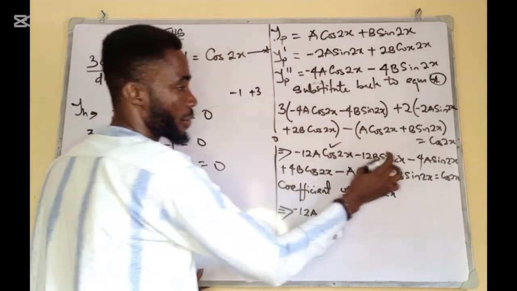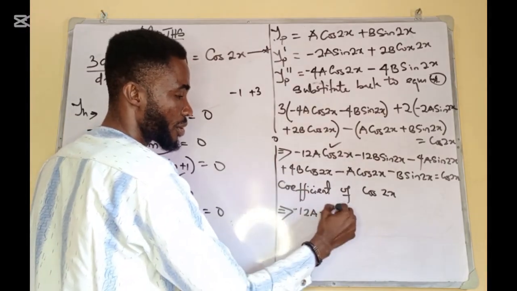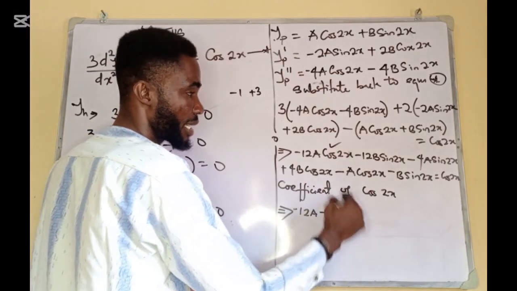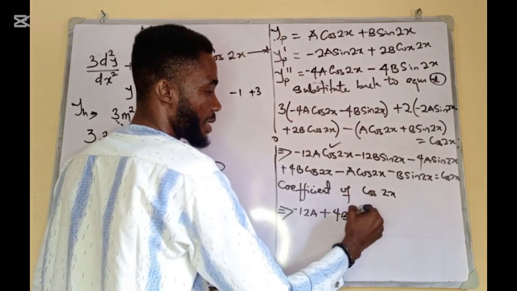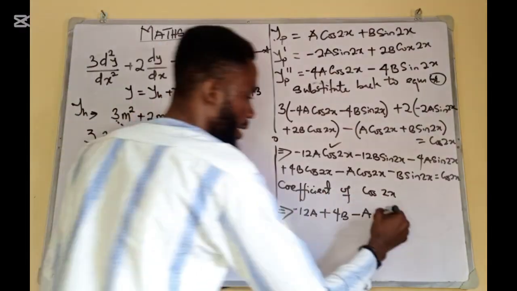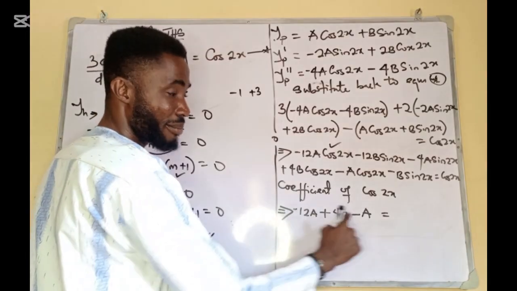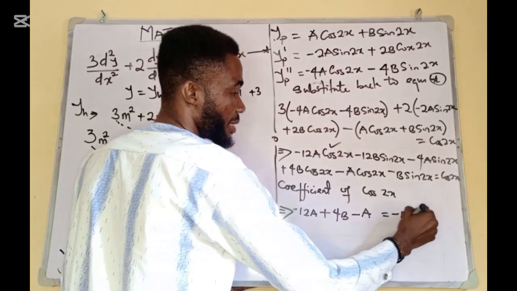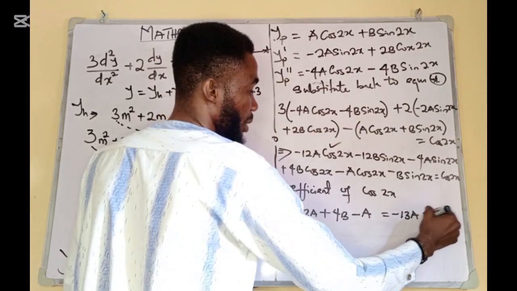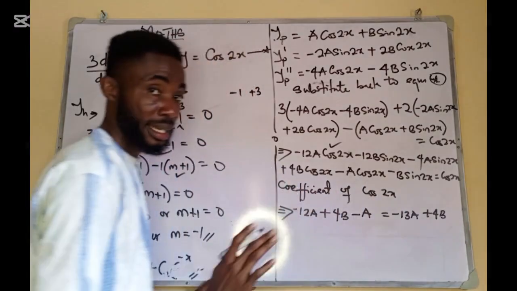I'm done with this one. We don't have cos here. We have cos here, plus what? Plus 4b. Exactly. We have cos here. What do I have here? Minus a. And that is all. So for this one now, minus 12a minus a will give me minus 13a plus 4b. Is that clear? Good.